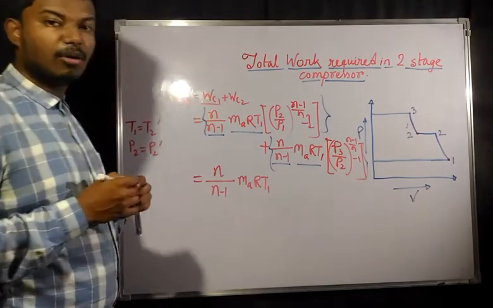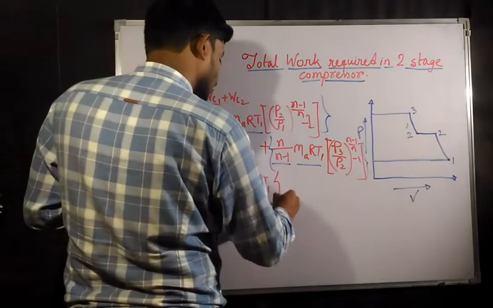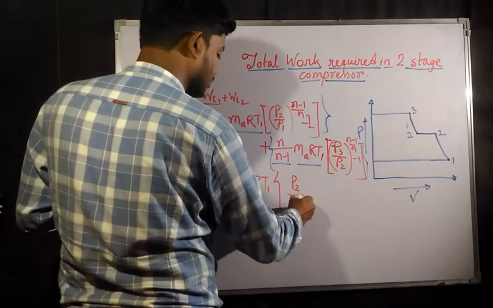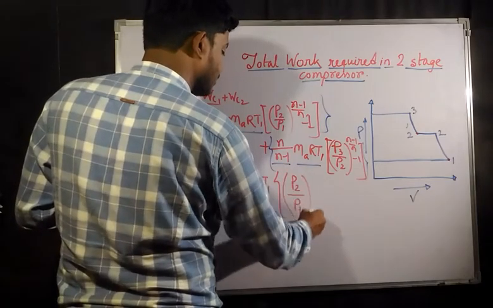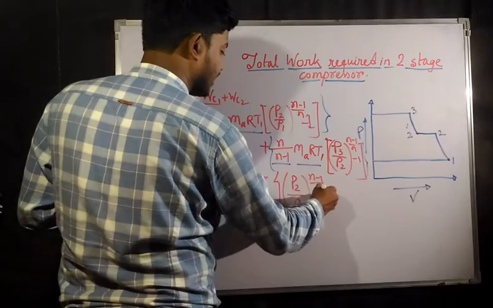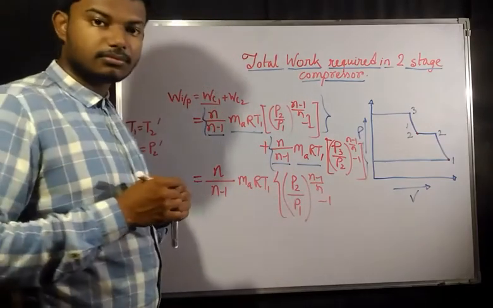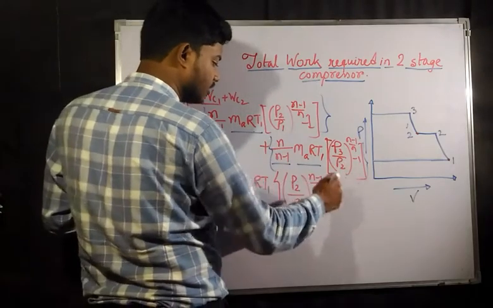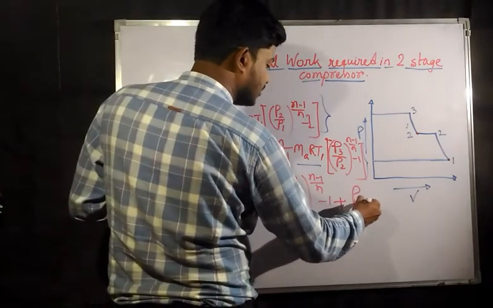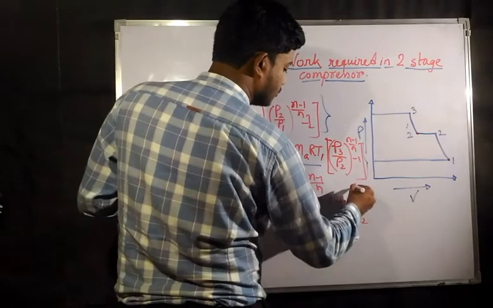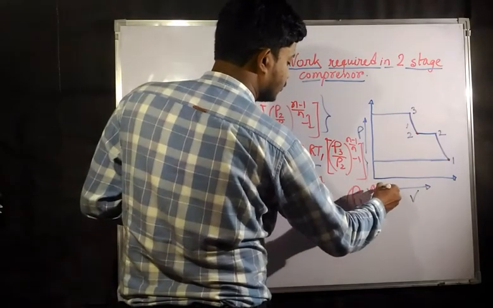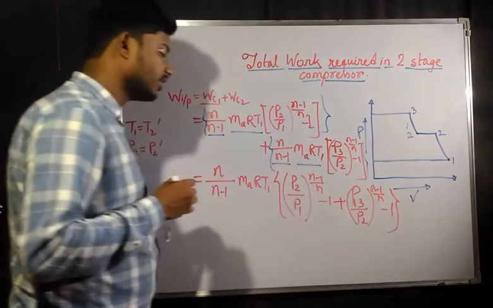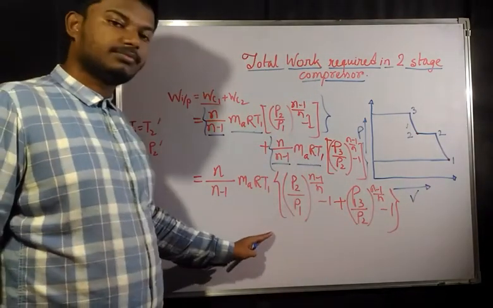T1 you are taking as common. Now what is the remaining thing inside the bracket? That is nothing but P2 by P1 to the power n minus 1 by n, minus 1. And another thing that is remaining is this part, so it would be plus P3 by P2 to the power n minus 1 by n, minus 1. So this is going to be the case now.